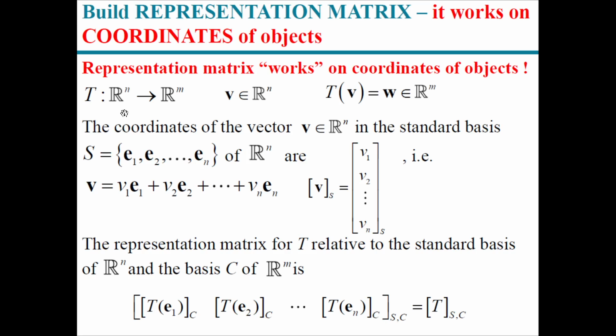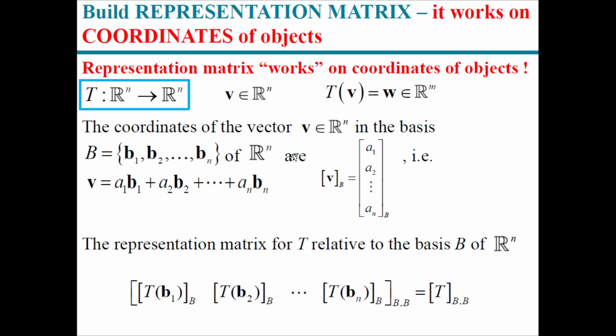Obviously, I can take a standard basis for the inputs and still have some weird basis C for the outputs. It's not a big deal. I take the image of each standard basis vector, find its coordinates in basis C, and put the results in respective columns. Again, representation matrix works on coordinates of objects.